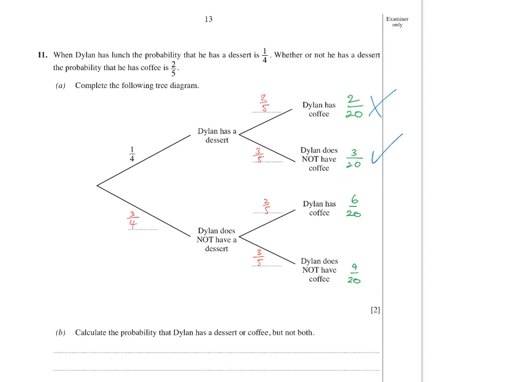And then here, he does not have a dessert, and then he has a coffee, so yeah, that's fine, he has one of them. And then here, he doesn't have a dessert, and he doesn't have a coffee, so he doesn't have either. So these are my two options that I'm interested in. So that's 3 out of 20, add 6 out of 20, which is 9 out of 20.